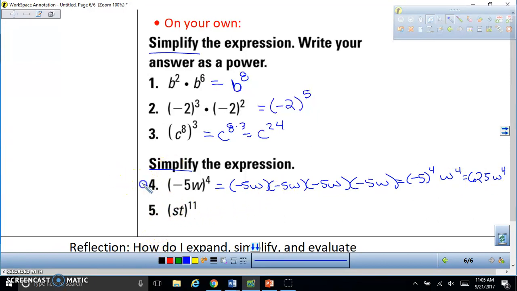All right, expect to see this all written down, showing me that you watched this whole video. Okay, expect to see all of that work on your paper. Okay, next one, we're going to expand this one out so we can see what's going on. 1, 2, 3, 4, 5, 6, 7, 8, 9, 10, 11. How many s's do we have? We have 11 s's. How many t's do we have? We have 11 t's. And we're done. All right, I expect to see all this work on your paper, showing that you watched the video completely.